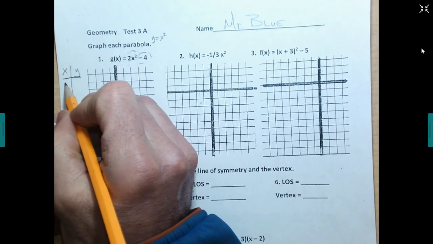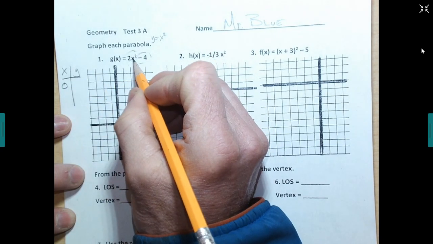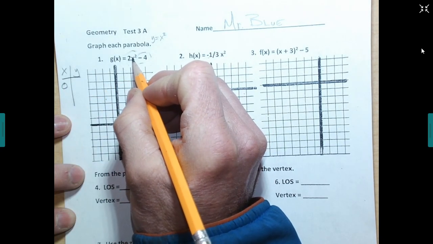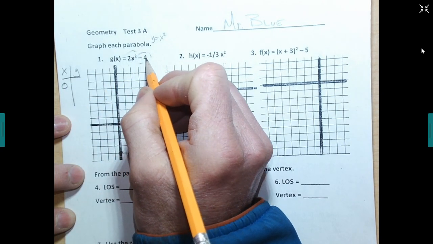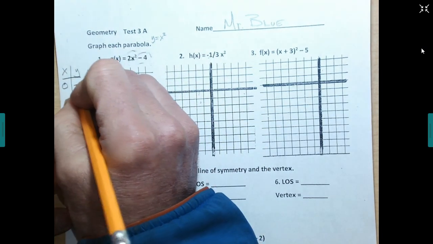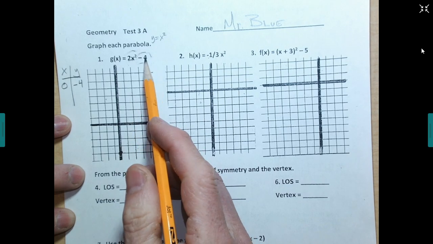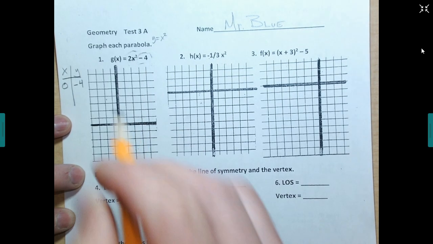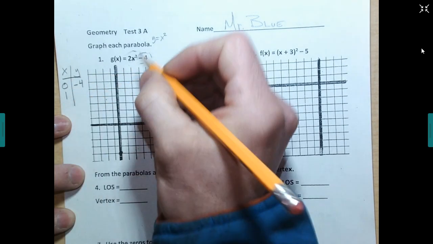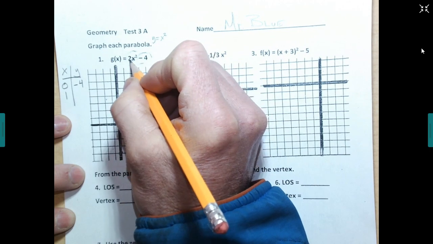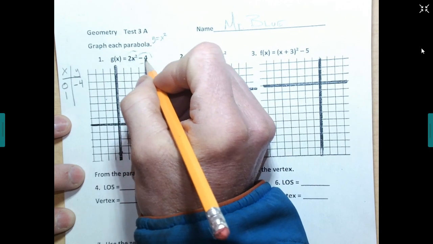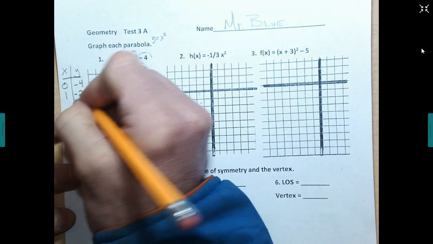So first one, the easiest one, 0. 0 squared is 0. 2 times 0 is 0. 0 minus 4 is -4. Well, that's the one I already knew, right? 0, -4, because I have a vertical shift of -4. Perfect. Let's go with a 1. 1 squared is 1, times 2 is 2. 2 minus 4 is -2.